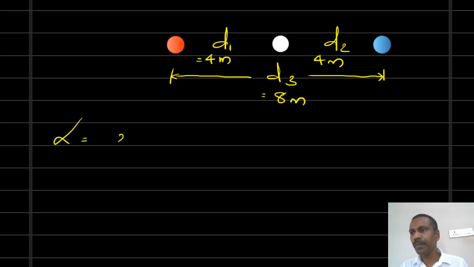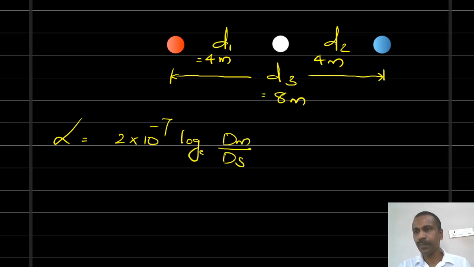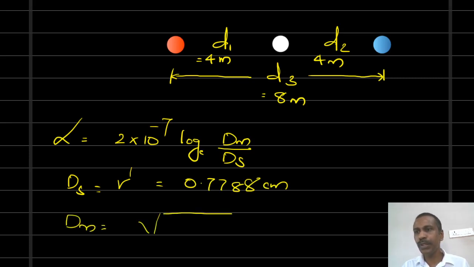And the inductance formula is same. 2 into 10 raised to minus 7 log Dm by Ds. What is our Dm here? Dm we have to calculate. Again, the Ds is same as we have one conductor per phase. Ds is equal to r dash, which is equal to, just like we calculated in the previous case, 0.7788 centimeter. And the Dm we have to calculate is the mutual distance among the phases. We have 3 distances here, so you put cube root, d1, d2, d3.